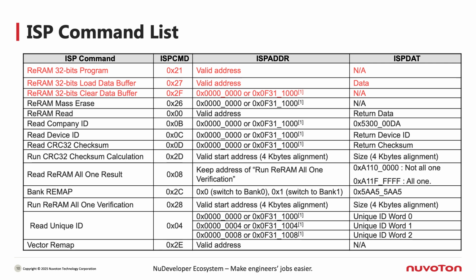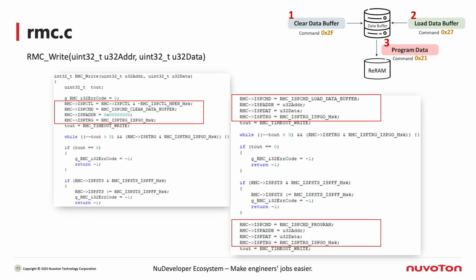If a specific function is needed, you can refer to the corresponding command details in this list. In terms of command operations, the programming sequence typically uses commands like 2F, 27, and 21 to perform clear, load, and program, respectively. In Nuvoton's BSP, you can find the relevant APIs in the rmc.c file. By using these APIs, you can complete the entire programming process without manually sending commands.